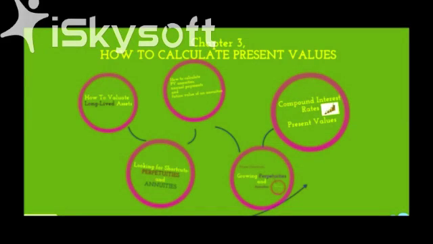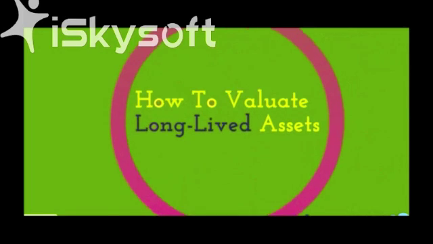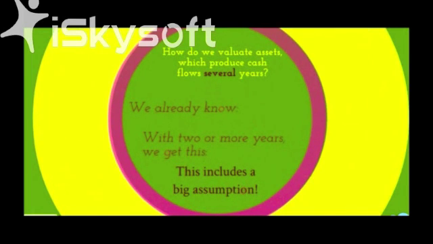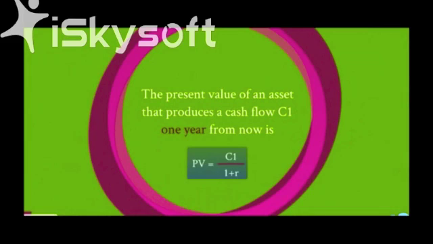Chapter 3. How to calculate present values. How to evaluate long-lived assets. How do we evaluate assets which produce cash flow for several years? We already know the present value of an asset that produces a cash flow C1 1 year from now is C1 divided by 1 plus the interest rate.